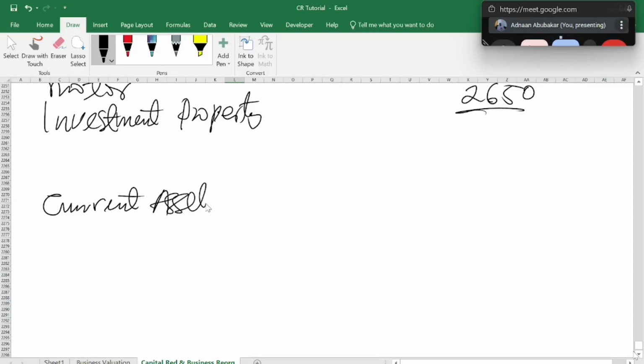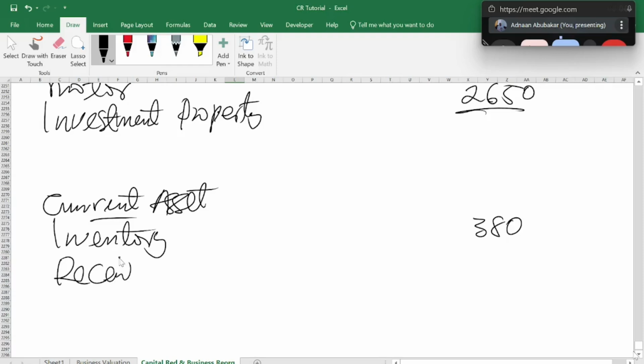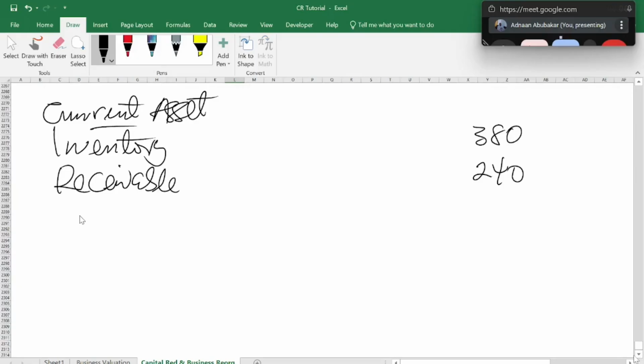asset. So your current asset, you have your what? Your inventory. How much is inventory? 380. Inventory is giving you 380. Good. Then we have trade receivable. The fair value I have is 240. Trade receivable is 240. Yeah, 240. You are right. I think we are done.